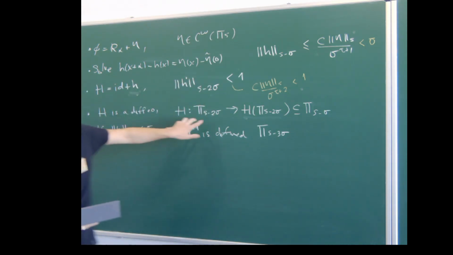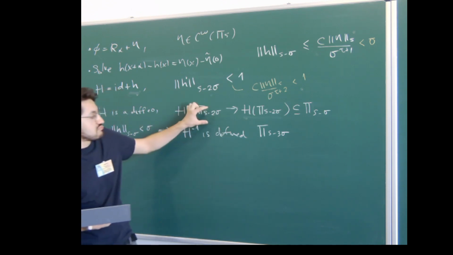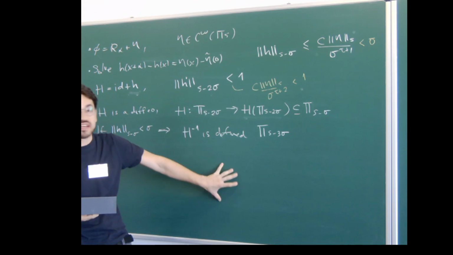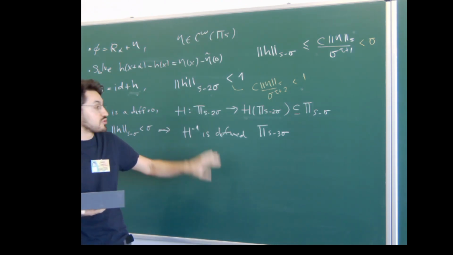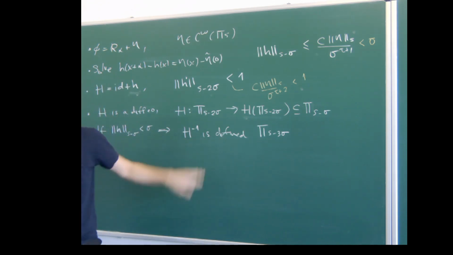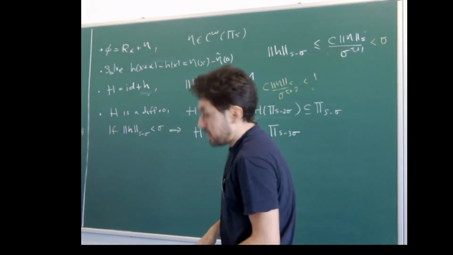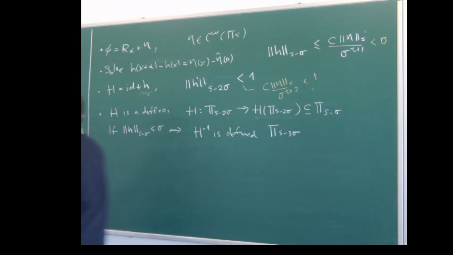The worst thing that can happen is that I'm sending this strip of S minus 2 sigma to S minus 3 sigma. This is the worst thing that can happen, but I'm sure that my inverse is defined here. Why am I interested in the domain of the inverse? Because I will need to conjugate with the inverse. So for this expression to make sense, I need to know where it is defined.